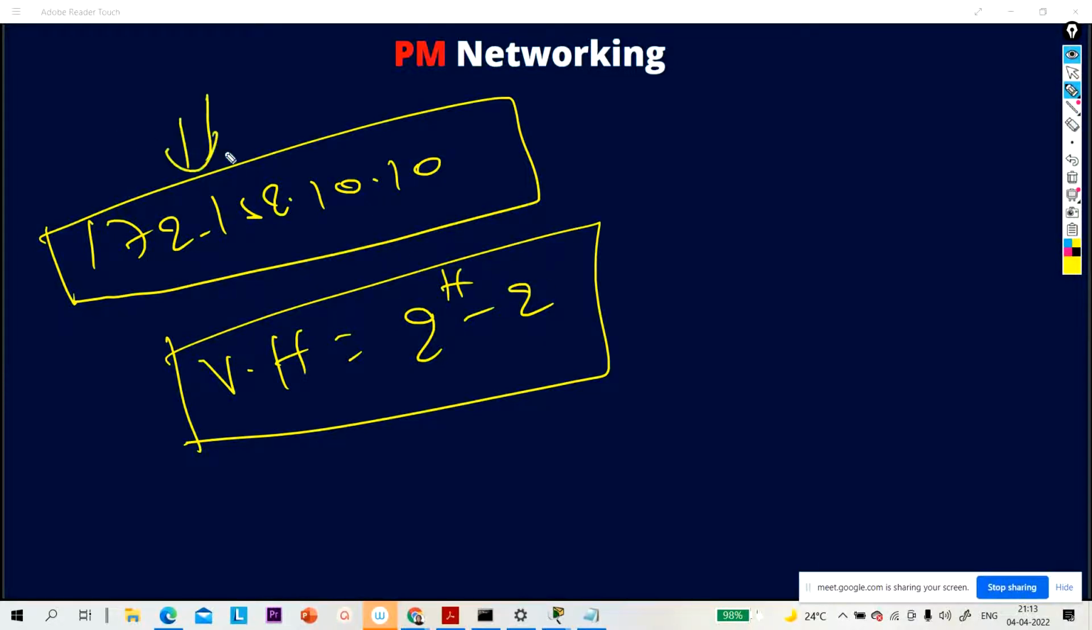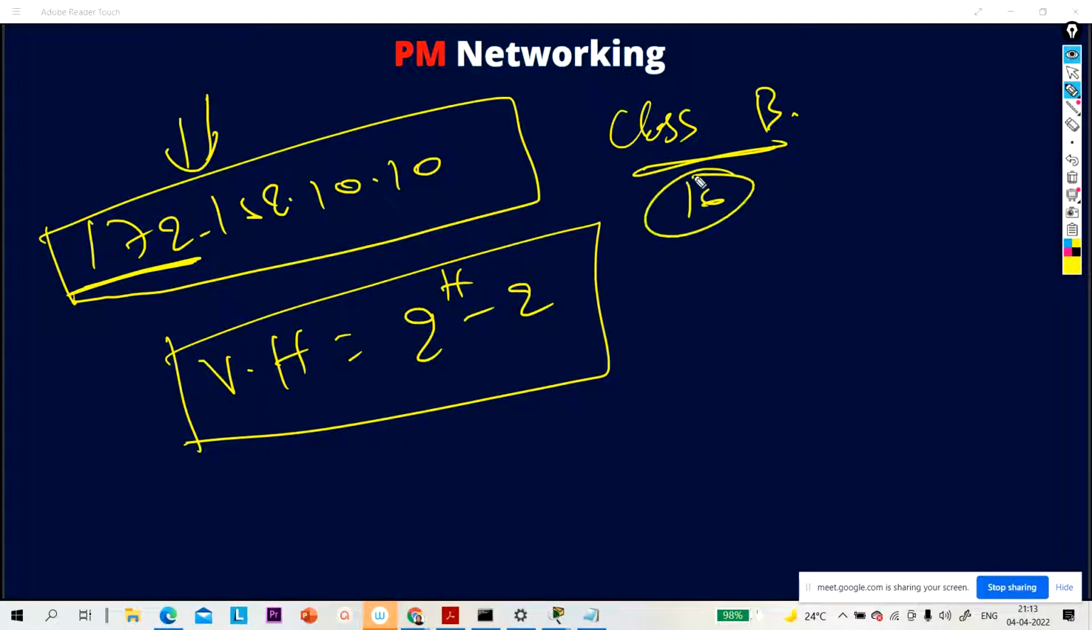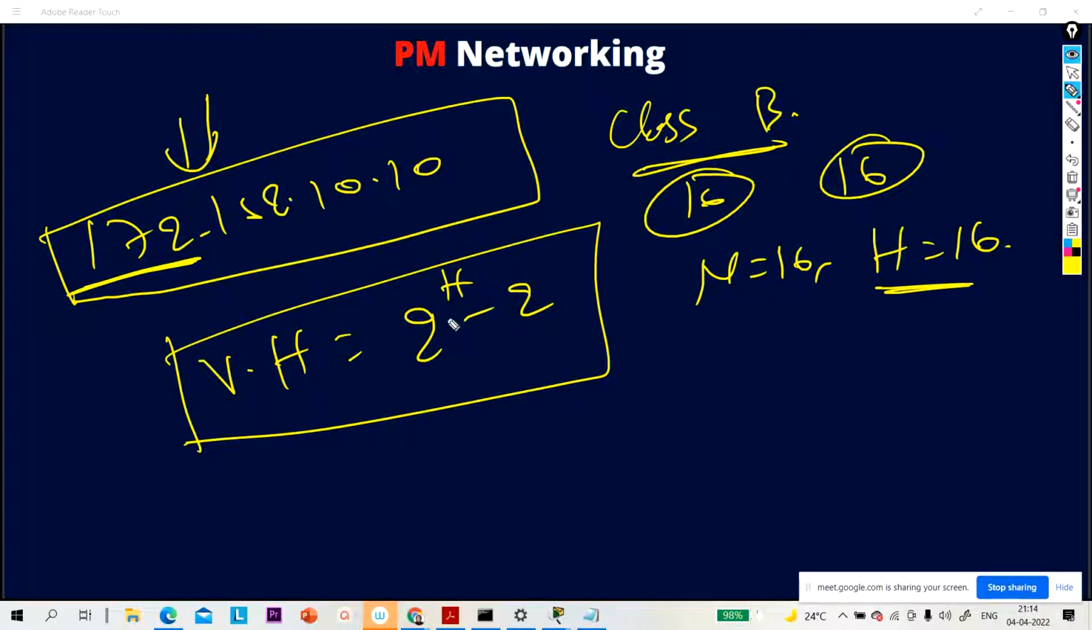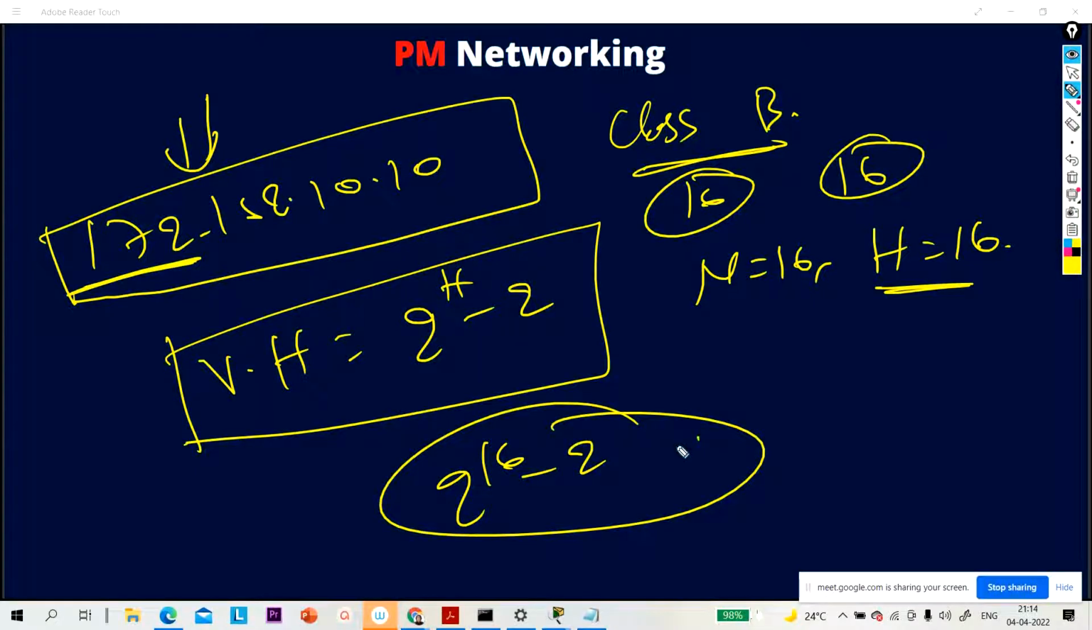In this IP address, you can see the value in the first octet is 172. That means this IP address belongs to which class? Class B. For class B, how many network bits are there? 16. And how many host bits? 16. So N is the network bits, 16, and H is the host bits, 16. If you want to find valid hosts, you put the host bits in this formula: 2 to the power 16 minus 2.